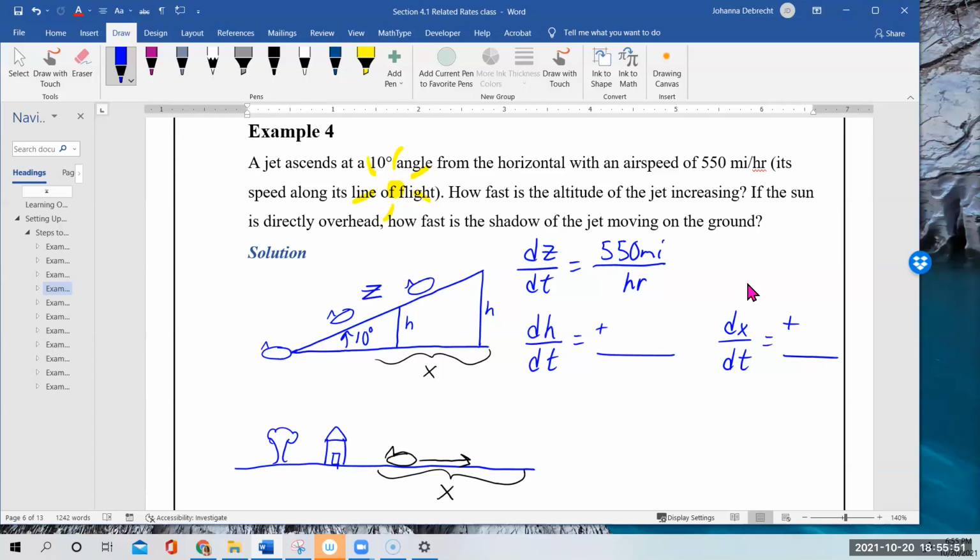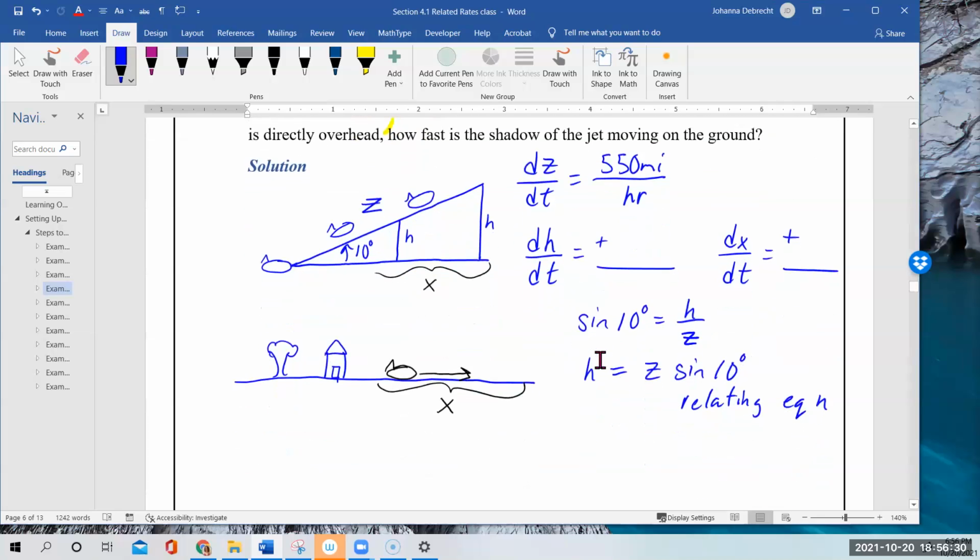Looking at the triangle, I can relate h to z with the sine of the angle. I know that the sine of 10 degrees is equal to h divided by z. I can solve this for h to get h equals z times the sine of 10 degrees. This is what we would call the relating equation. This relates h to z, and when I take the derivative of both sides, I'll get their related rates. The next thing I want to do is take the derivative of both sides to get the related rate.